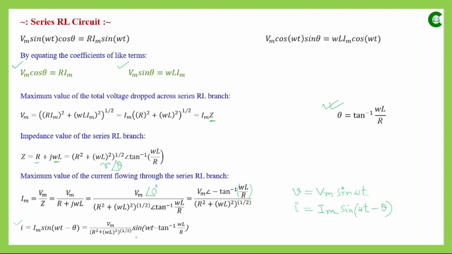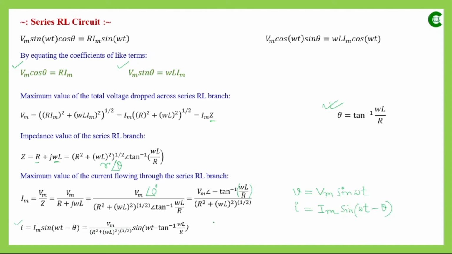Since we are expressing it by sine of omega t minus theta, that phase difference part we are already incorporating here. So that's why we are not separately showing the phase angle here, rather we are including that theta value, or phase difference value, within the sine term. So finally the instantaneous value of the current can be shown this way, where Vm divided by this value will be the measurement of Im, the peak value of the current.